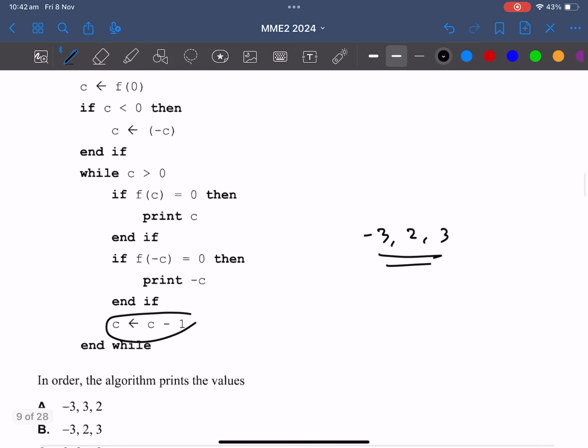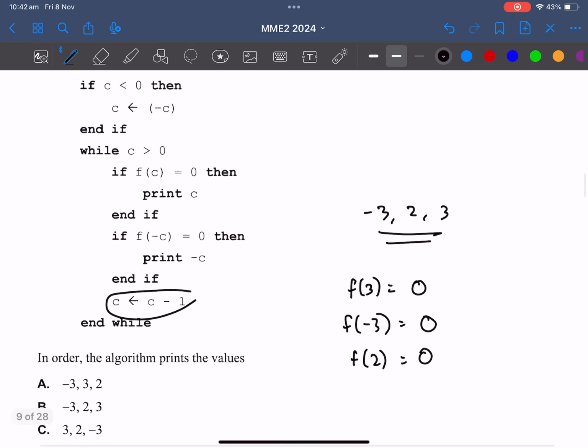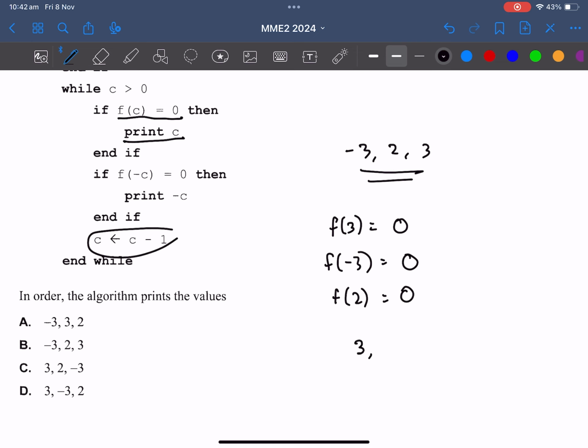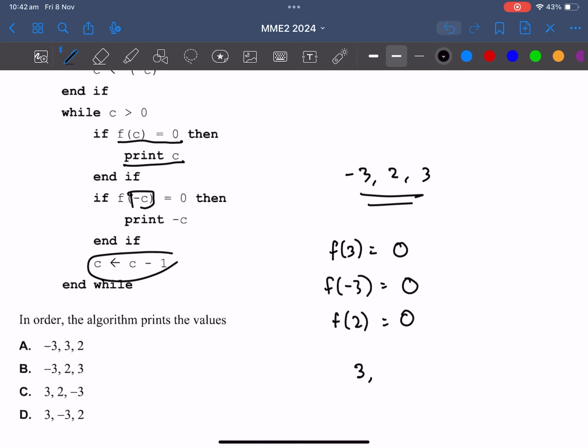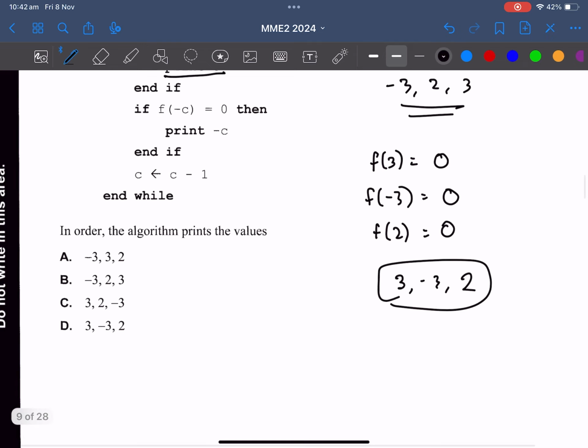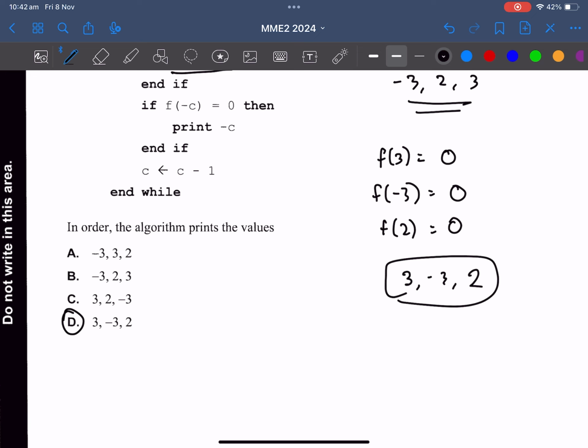And currently, so we know that f of 3 is going to be 0, and then f of minus 3 is going to be 0, and then f of 2 is going to be 0 again. Okay, so f of 3, so print c. So first root is going to be positive, so c is positive. So first will be positive, and then we have the negative root, so minus 3, and then we are decrementing it by 1, so c is now c minus 1, so 2, which is that. So our answer should be this, if I'm not wrong. So I think it's going to be option D.